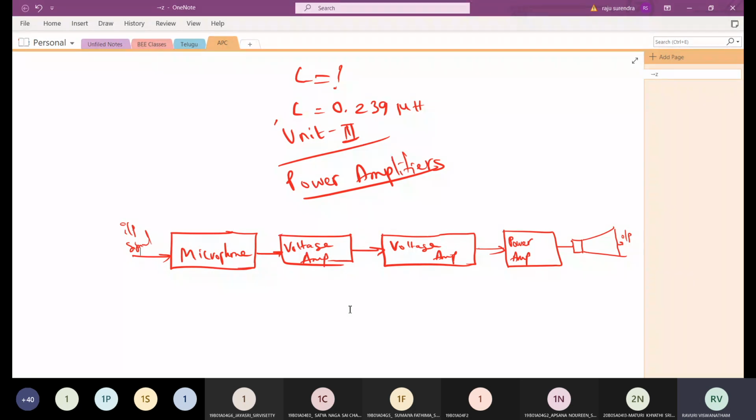Okay. And do you have any idea regarding small signal amplifiers? Small signal amplifier. Do you have any idea?